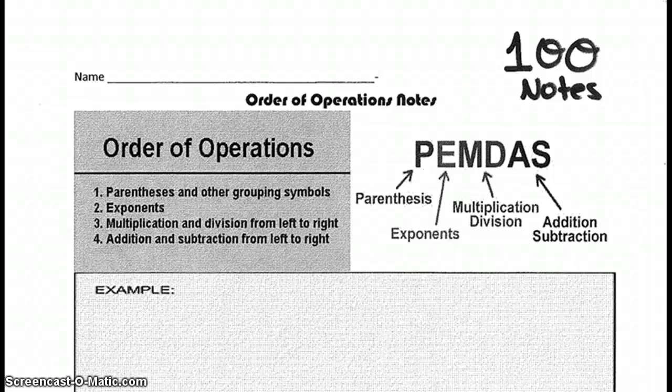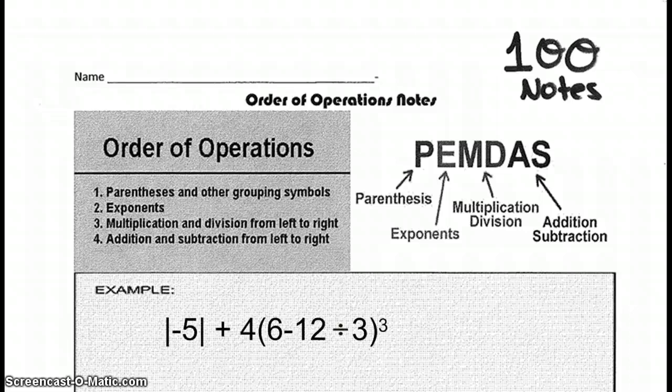These are the notes on the order of operations. The order of operations has 4 steps. First, you're going to take care of your parentheses and other grouping symbols. Next, you'll take care of your exponents. Third, your multiplication and division, whatever comes first from left to right. And fourth, addition and subtraction from left to right.